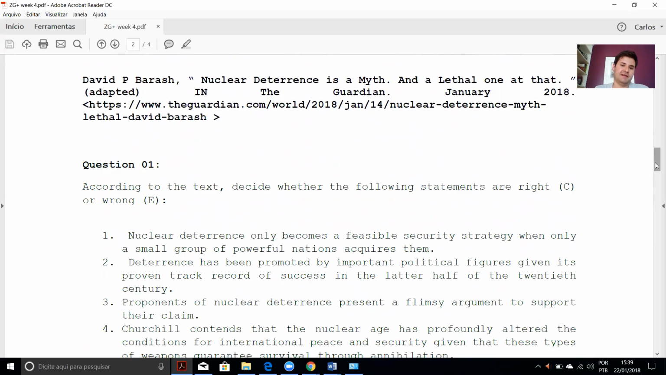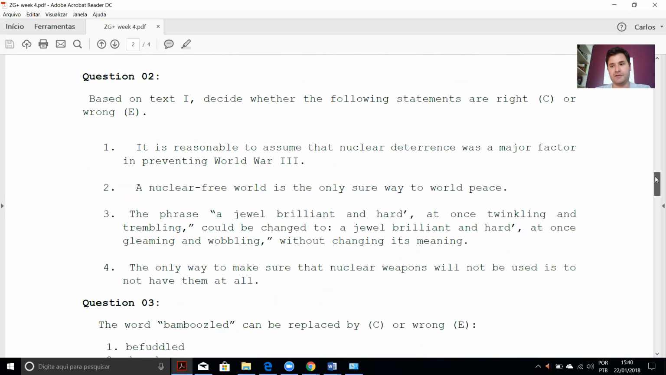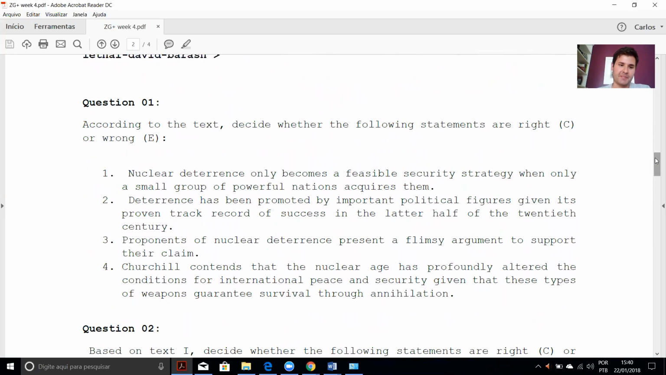The text alludes to the idea that political figures, especially in nuclear countries, use deterrence more as an excuse than to promote it because of its success. There's no causal relationship there. And also, the only political figure that was stated there was Churchill, and Churchill did not live through most of the latter half of the 20th century. So he could not have known of the track record of success that nuclear deterrence had. Okay, so two things there.